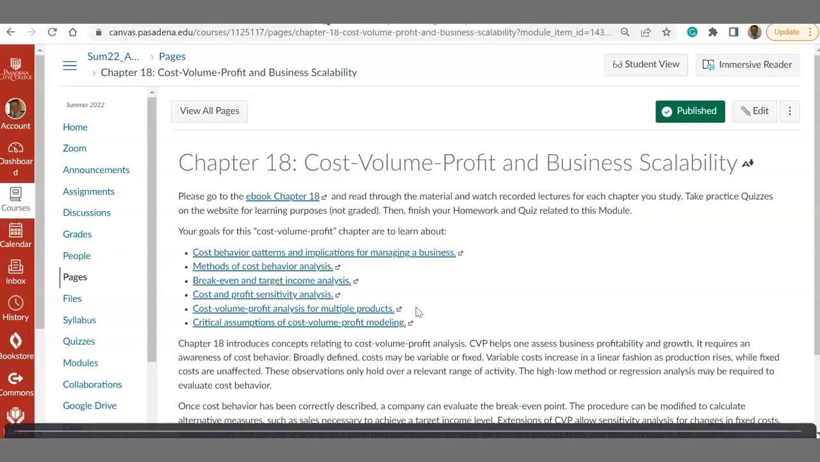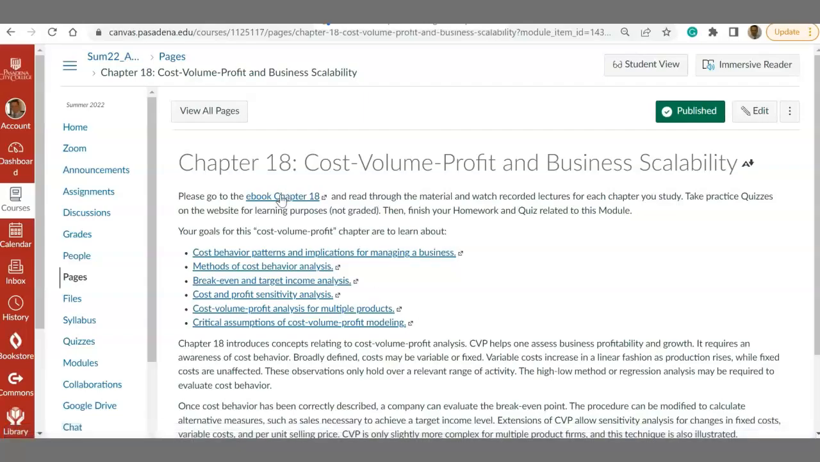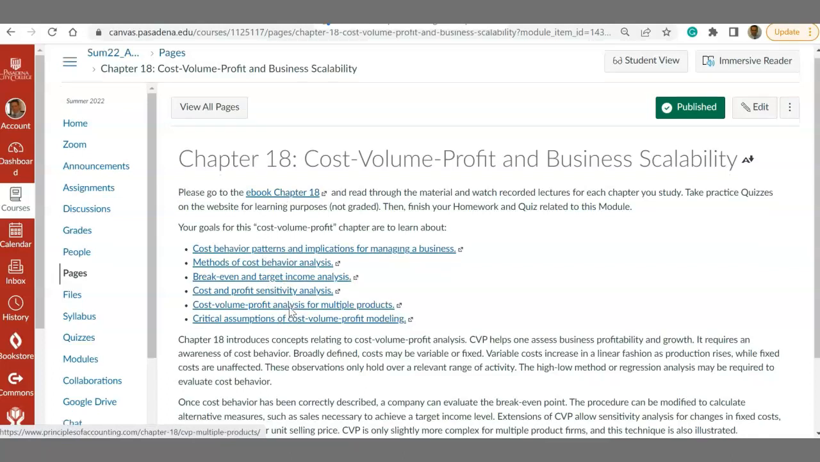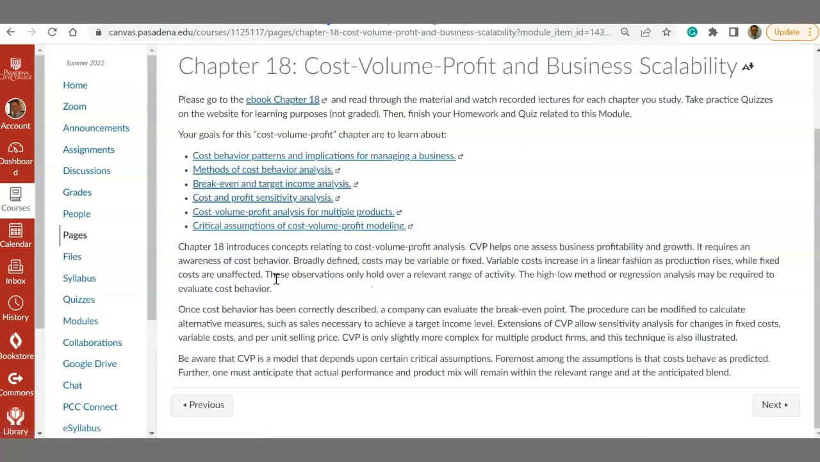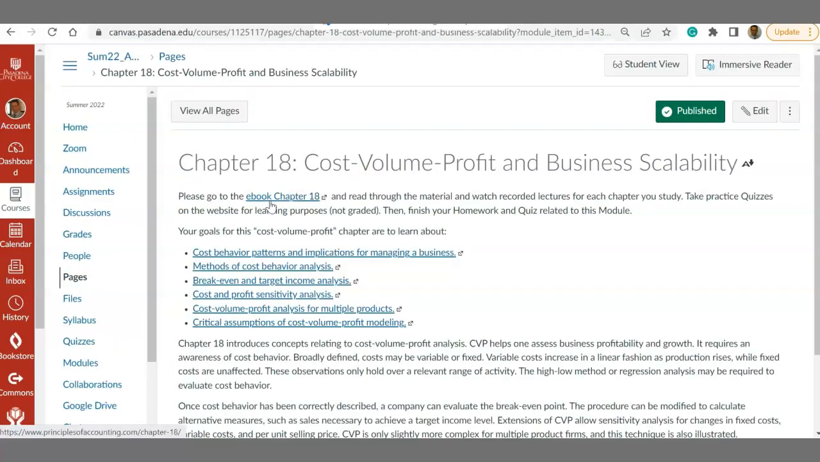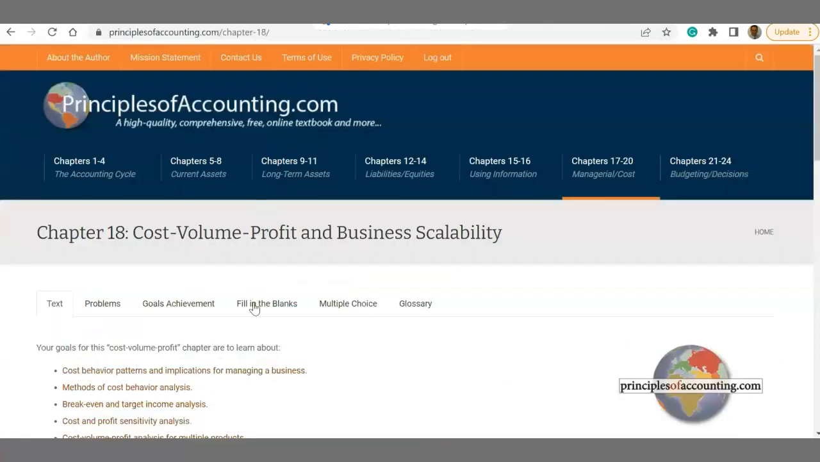So this is chapter 18. You have the ebook, which we're going to go over right now. And there are points that we like to cover in this chapter. And there is a little bit of a small description of the chapter here. So let's go to the ebook and see what's going on in chapter 18.